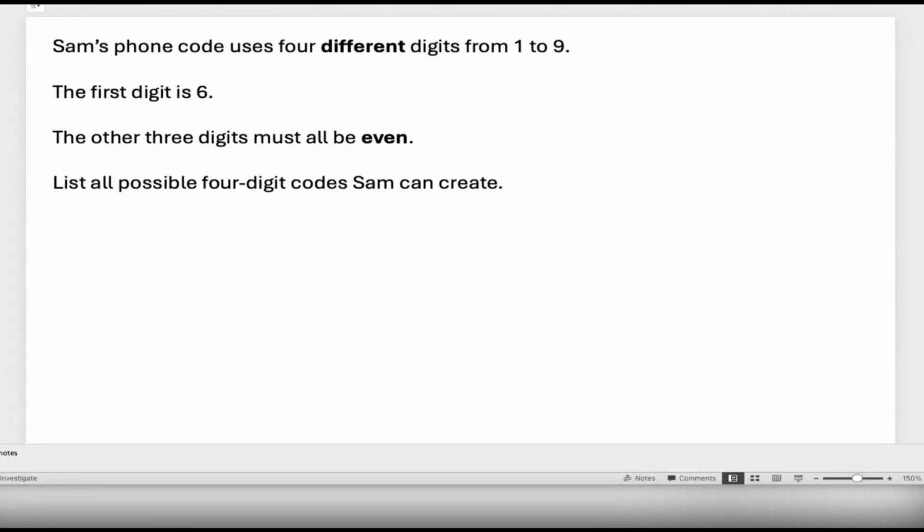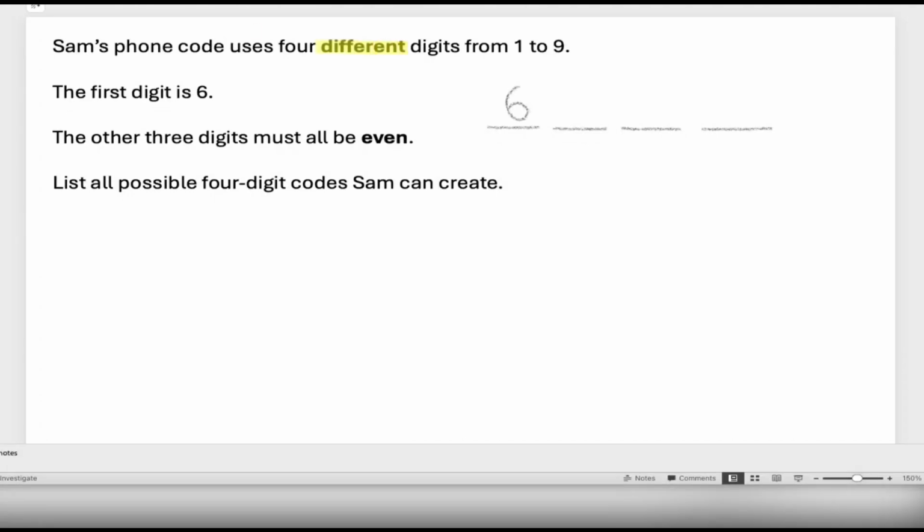Okay, so I'm going to go through this question with you guys because this question is a little bit tricky. So we know that the code has 4 digits: 1, 2, 3, 4. And we know that the first digit is equal to 6. This information is given. Now the other digits must be even and they must be different. Okay, so the other 3 digits must all be even and they must be different. So what are the even digits from 1 to 9? Because look at this, the code uses 4 different digits.